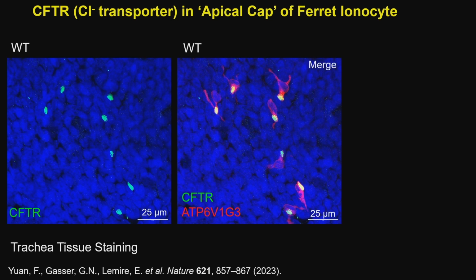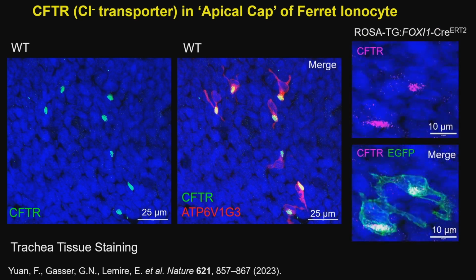So here we examine the CFTR, the chloride transporter, protein expression. We found that the CFTR protein is specifically located at ATP6V1G3 positive ionocytes in a CFTR apical cap pattern. This is from the wild type ferret trachea staining.